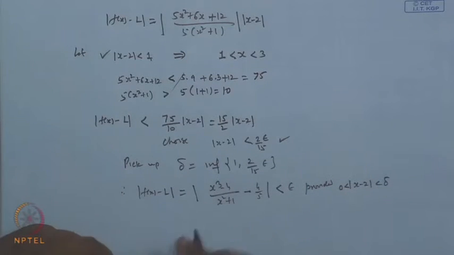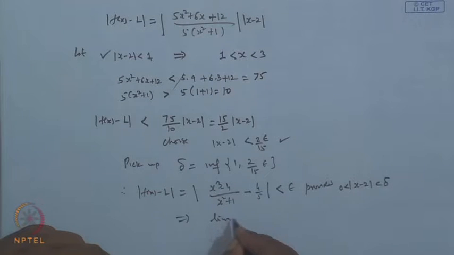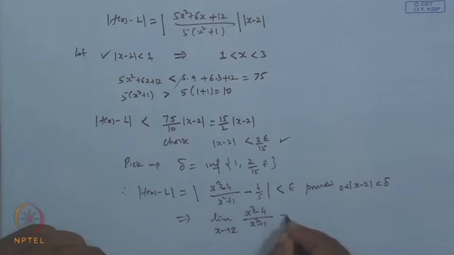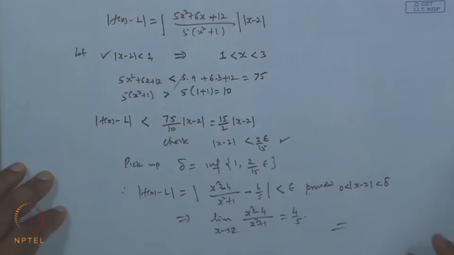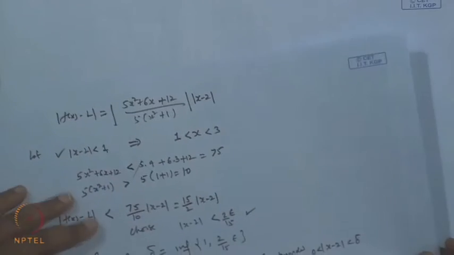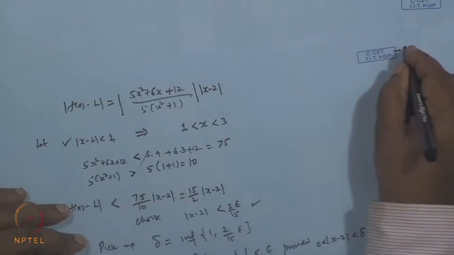Therefore, the limit of x cube minus 4 over x square plus 1 as x tends to 2 is 4 by 5, and that is proved. So, this way we can prove it. That is our limit problems. So, this is the fourth. Okay. Third. Okay.